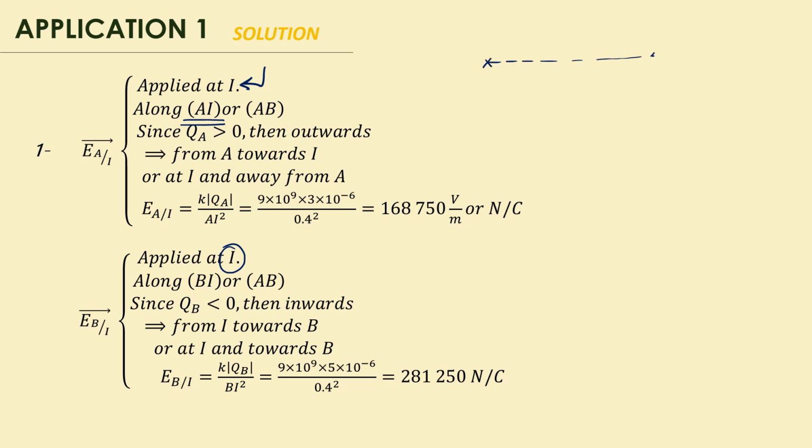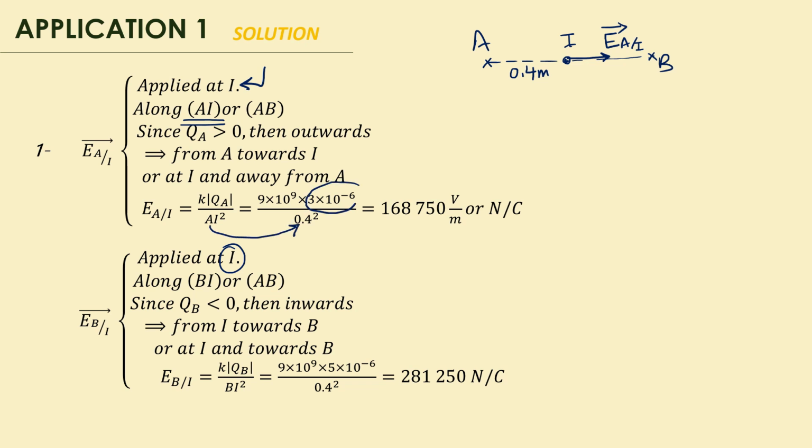I'm going to draw here a rough sketch, A and B, QA and QB. This is point I. So at I, I'm going to draw the vector along AB, along this line. And since QA is positive, I'm going to draw the vector in this direction. So this is EA at I. As for the magnitude, K Q over AI squared, note that AI is 0.4 meters because it's half the distance AB as given.